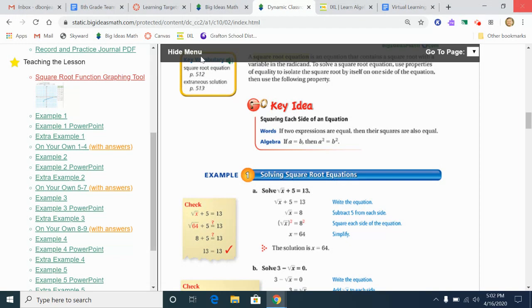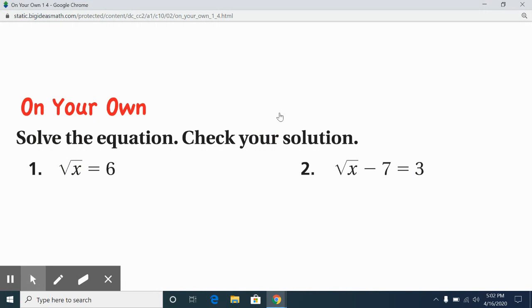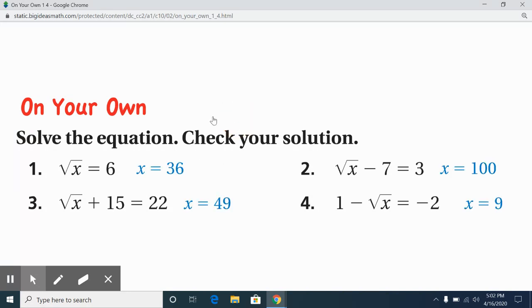Let's have you give it a shot. These are on your own questions, let's try all of these. Again, focus on that same rule for number 4 here. At this time, pause your video, and when you come back, your answers will be up. All right, so x equals 36, x equals 100, x equals 49, and then x equals 9.